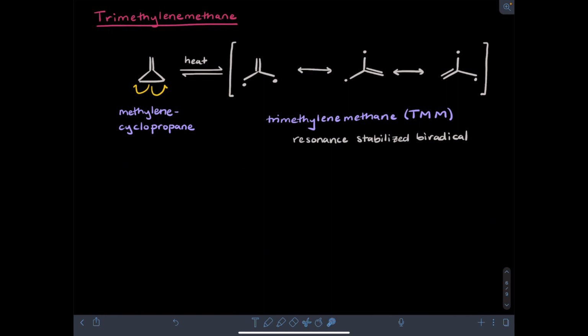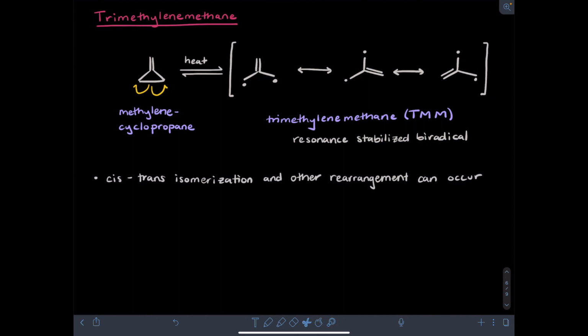So the initial resonance form you would get to upon the bond breaking that I showed would be this one on the left, but there are 2 other possibilities, placing the radicals and pi bonds at different locations. This is the intermediate that's known as trimethylene-methane, or TMM for short.